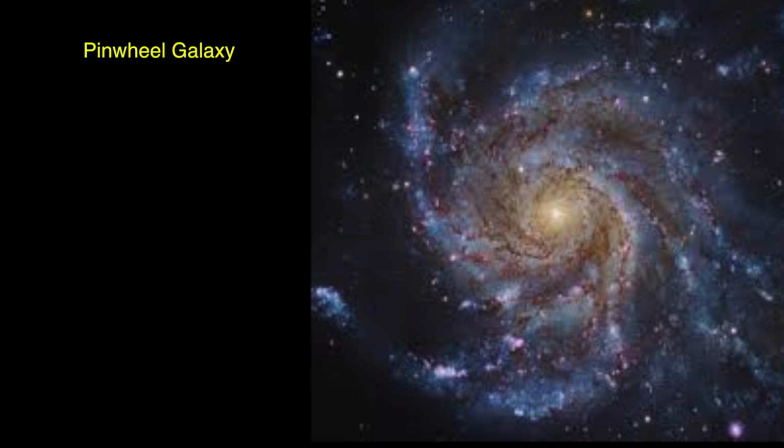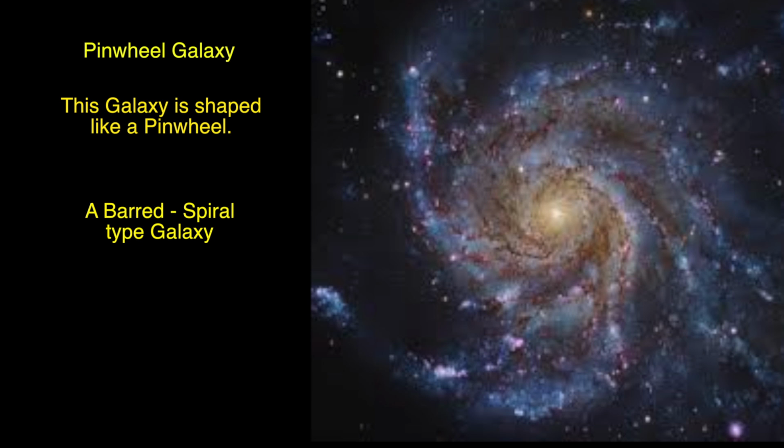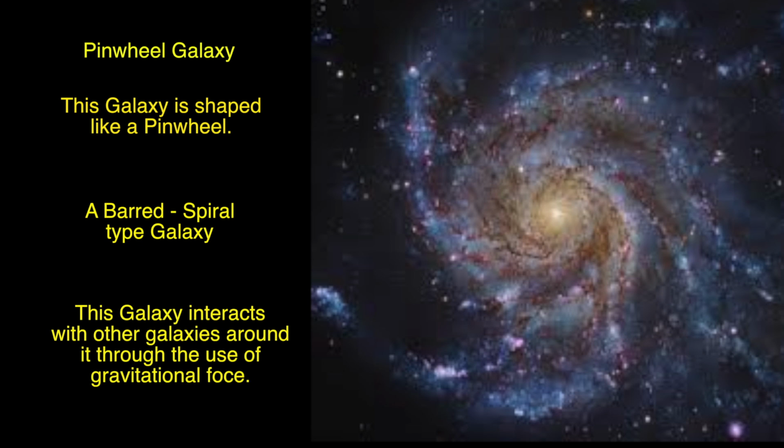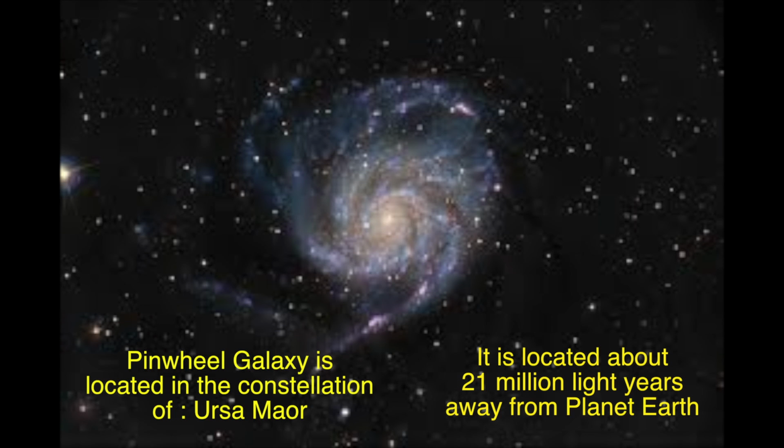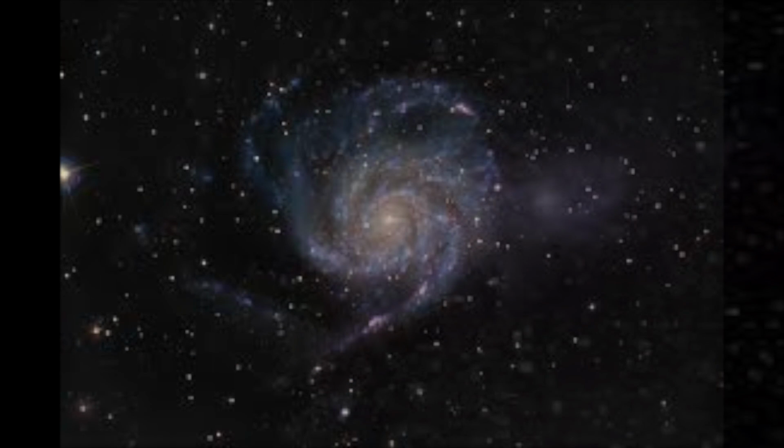Pinwheel Galaxy. The galaxy is shaped like a pinwheel. A barred spiral type galaxy. The galaxy interacts with other galaxies around it through the use of gravitational force. Pinwheel Galaxy is located in the constellation of Ursa Major. It is located about 21 million light years away from planet Earth.